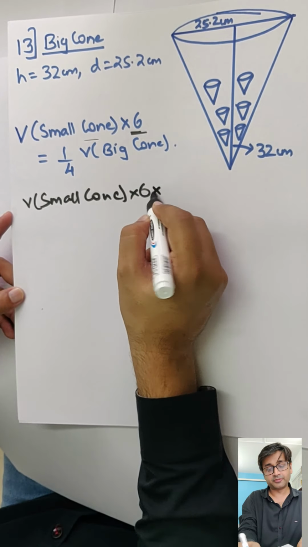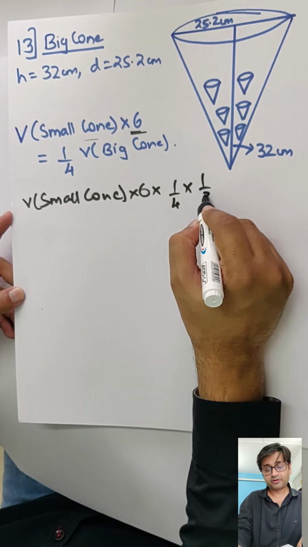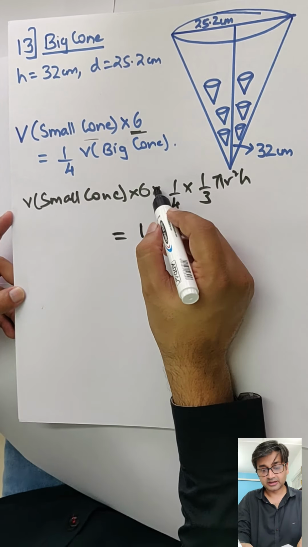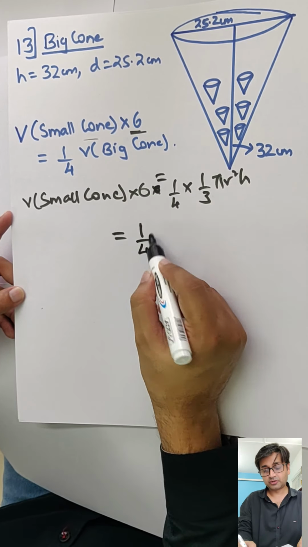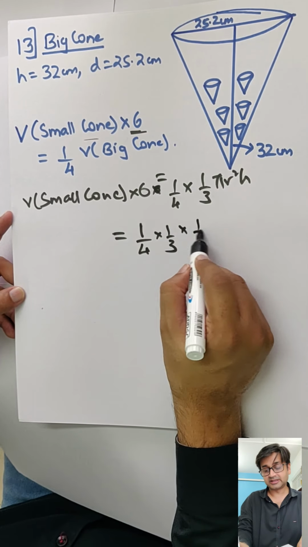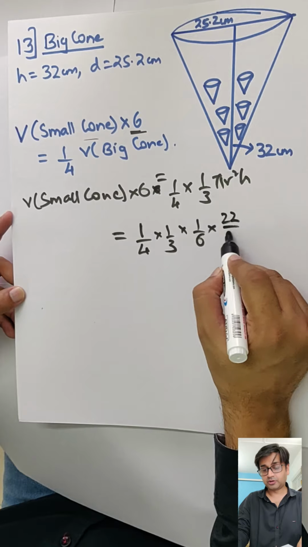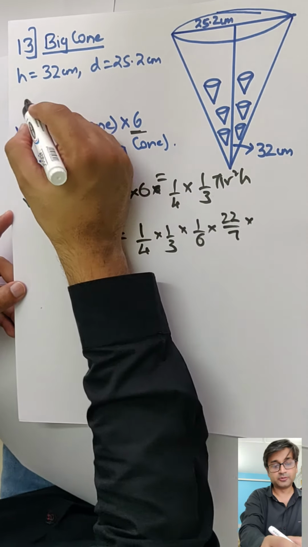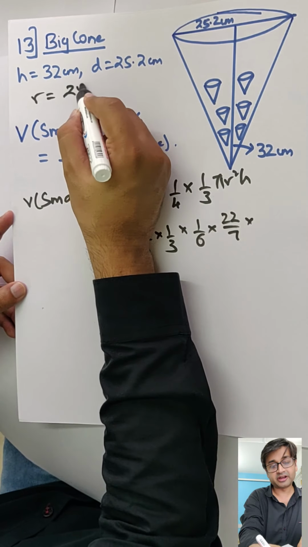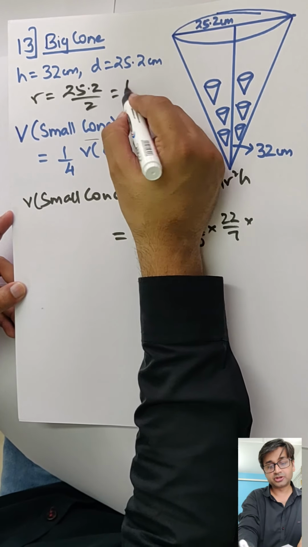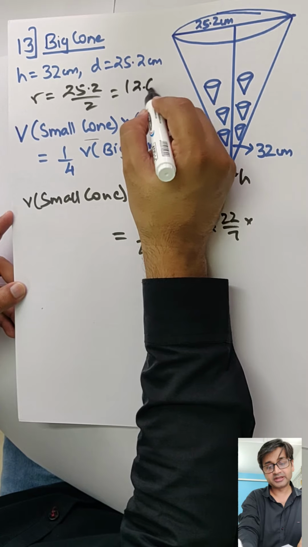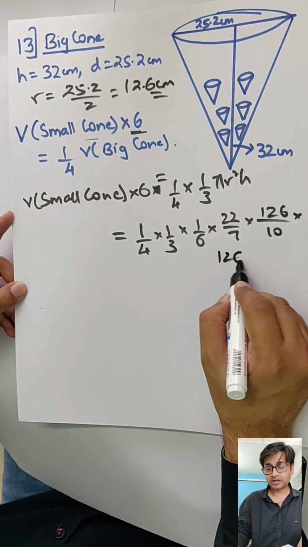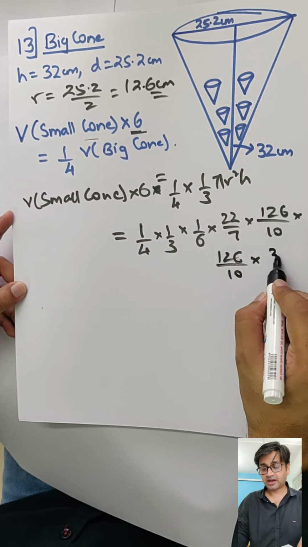So I'm not writing its formula. 1/4, formula 1/3 pi r square h. So 1/4, 1/3, pushing this 6 also down, pi 22 by 7. Radius will be half of this, so 25.2 by 2, which should be 12.6. So 126 by 10, again 126 by 10, and the height is 32.